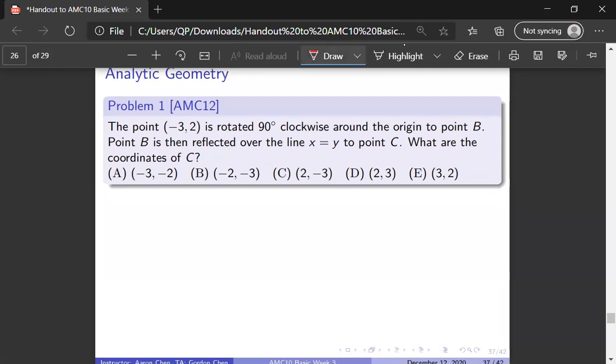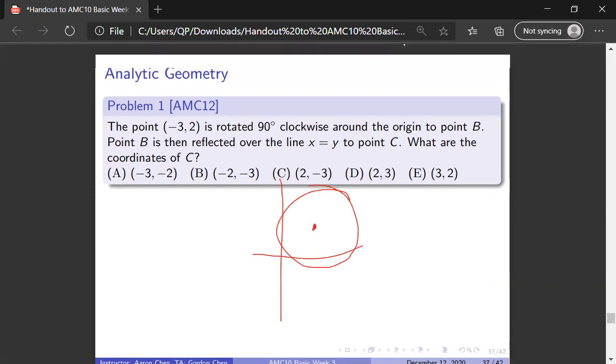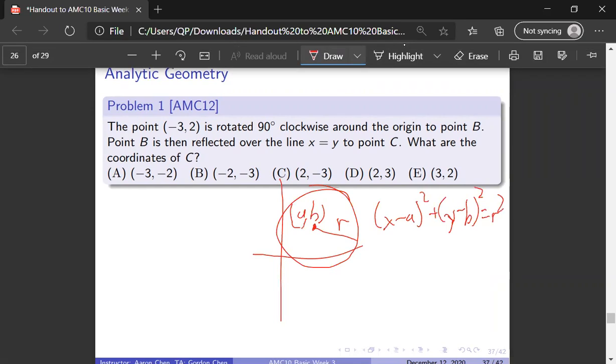Basically, some of the basic stuff is, say this has center (a, b) and radius r, and this is a circle. So the equation is (x minus a) squared plus (y minus b) squared equals r squared.